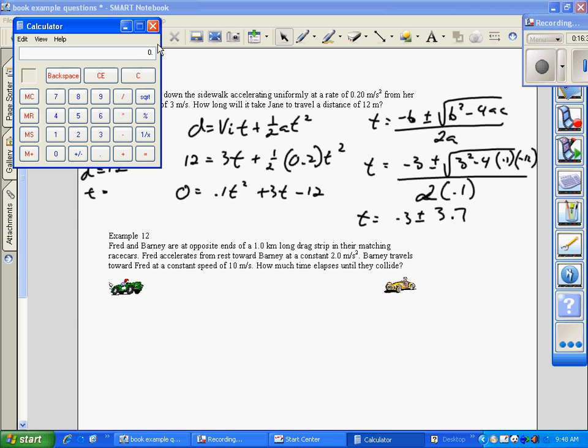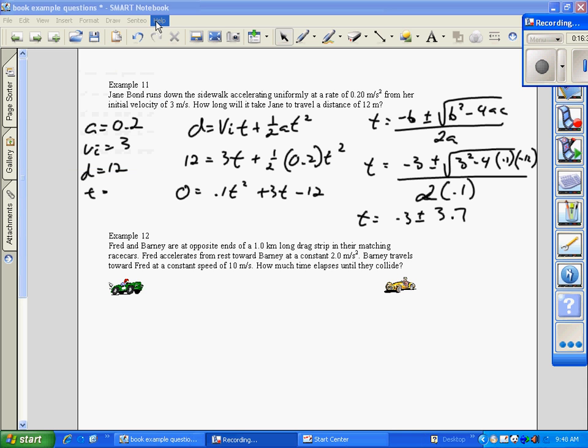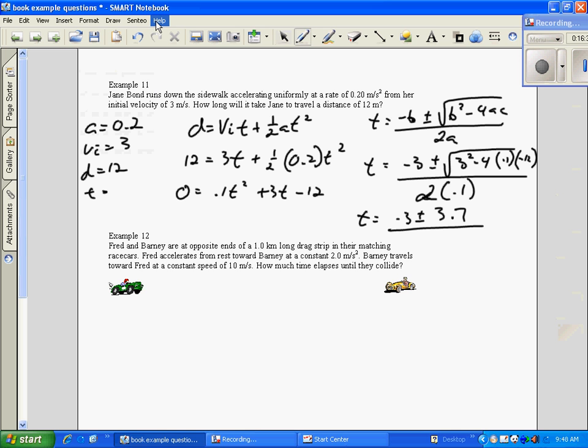And that's all going to be over 2 times 0.1, which of course is 0.2. Now at this point you can say there are going to be 2 answers. Minus 3 plus 3.7 is 0.7, all over 0.2, which gives you a t time of 3.5 seconds. And if you use the negatives, minus 3 minus 3.7 is minus 6.7. Divide that by 0.2 and you also have a value of minus 33.5 seconds.